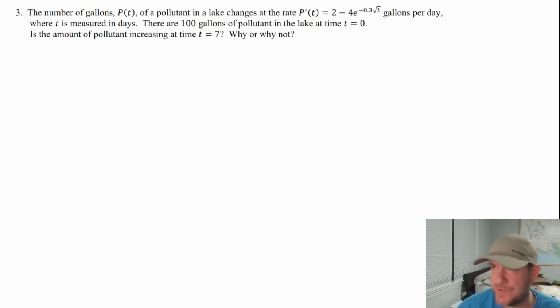Okay, so how do we do this one? Well, if they ask us, is the amount of pollutant increasing at time 7, then we really are just interested in finding the rate of change of the pollutant, which is the exact equation they've already given us, the P prime equation. So we just want to find P prime of 7, and if it's positive, then yes, we're increasing. If it's negative, then no, it's not increasing, it's decreasing. But that does mean that all we're going to do is take the equation they gave us and just substitute in 7.